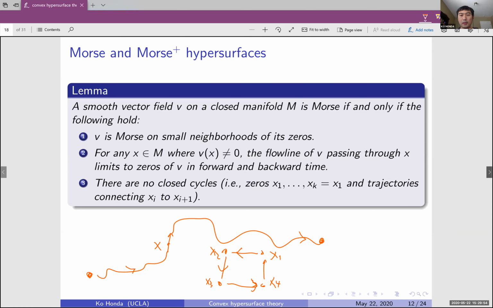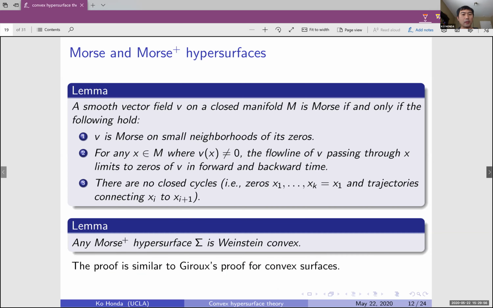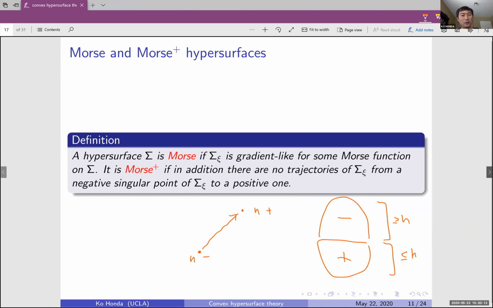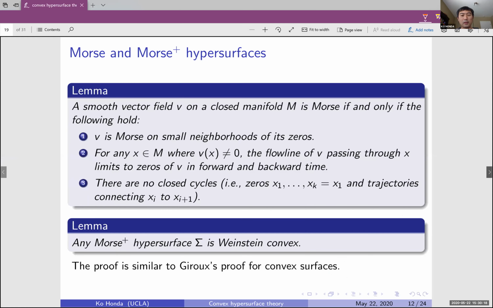Okay, so I think that's the preliminaries. Oh yeah, and the relatively easy fact is that any Morse plus hypersurface is Weinstein convex. So recall, Morse plus means it's Morse, and in addition, there are no trajectories from a negative singular point to a positive one. If you have this, then it's Weinstein convex. And the proof is similar to Giroux's proof for convex surfaces in dimension three. So I won't say too much more about this.